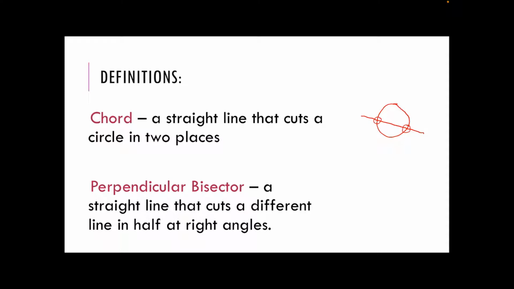A perpendicular bisector is a straight line that cuts a different line in half at right angles. So if we've got one line here, our perpendicular bisector is this one here, splitting at right angles, and we have split this line in half. So our line AB has been split in half by our perpendicular bisector.